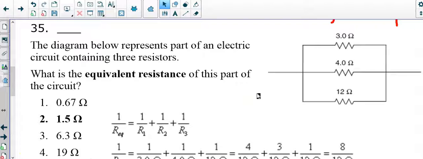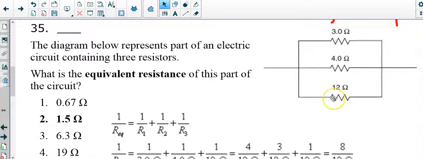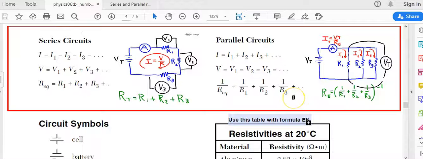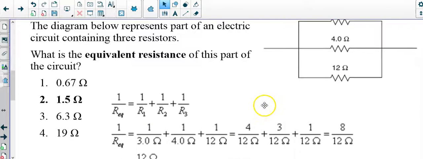In question 35, the diagram below represents part of an electric circuit containing 3 resistors. What is the equivalent resistance of this part of the circuit? Well, you are supposed to be able to identify that this picture is a group of resistors connected in parallel. And when you identify that this is a parallel circuit, you have to choose the inverse resistance formula to do your calculations. Let's take a look at how that's done.